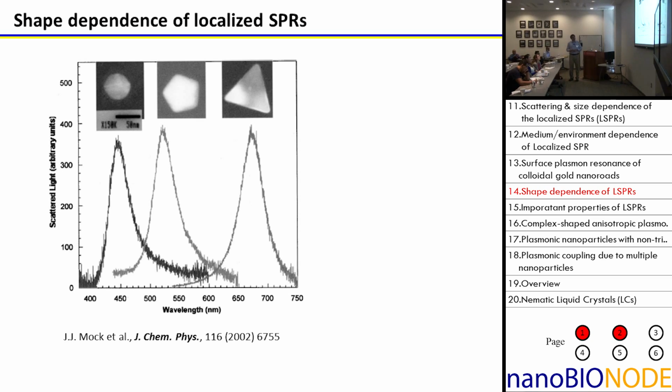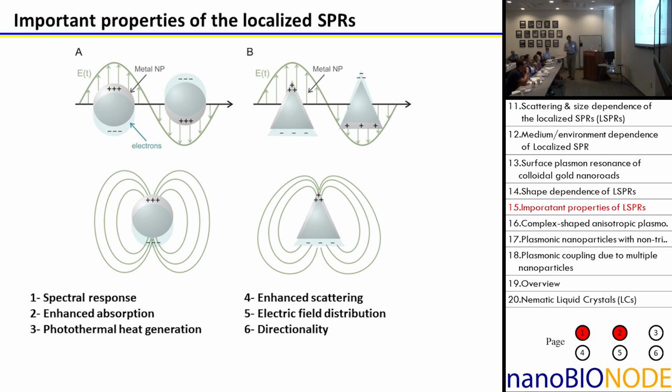Now, I just want to show you a couple more examples of how we can control the shapes of nanoparticles, such as gold and silver and so on, right? So as we control the shape, also the surface plasmon resonant properties change. And this means by engineering the shape, we can control and engineer those properties. Now, a couple important properties of localized surface plasmon resonance that I want to mention to you, right? We have seen already there is strong spectral response.